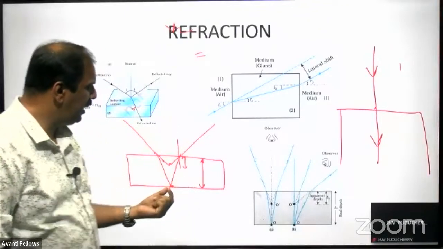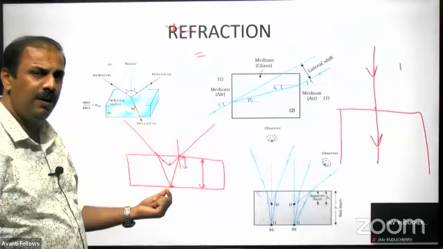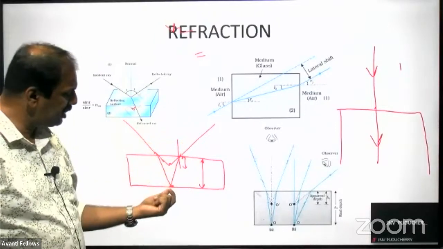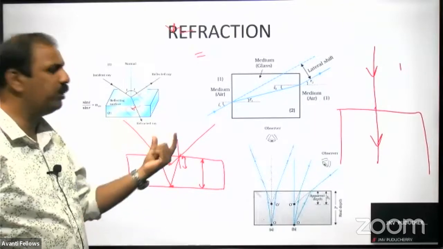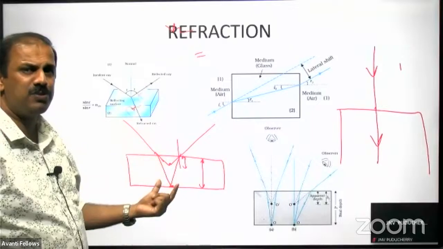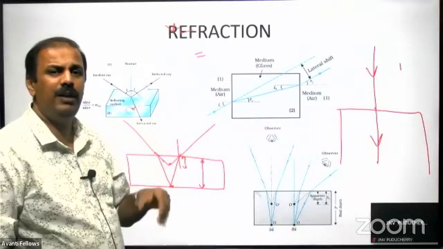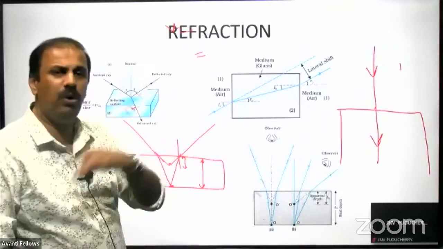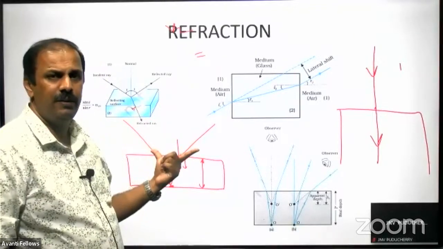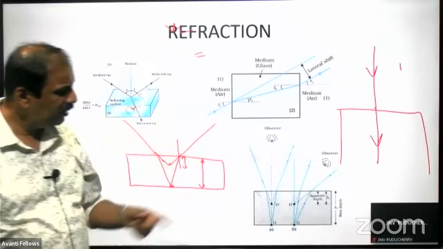For example, if you keep a small bulb here, the light will spread like this. Or if a fish is here, when the fish is looking up, it can see more area than what we are expecting. That's why in a camera and all we have fish eye view. It is showing more area. Okay, that's about apparent depth.